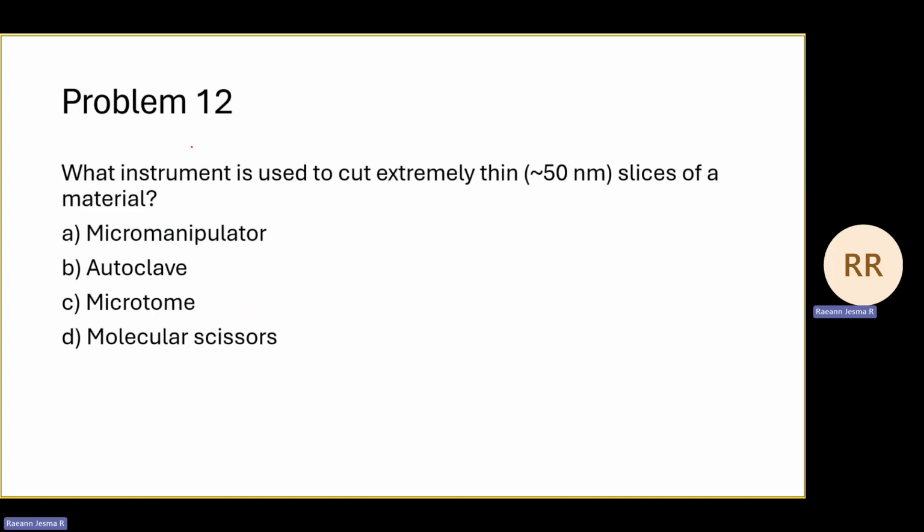Now let us move on to the next problem. What instrument is used to cut extremely thin, that is 50 nanometer slices of a material? Option A, micromanipulator. Option B, autoclave. Option C, microtome. Option D, molecular scissors. So, which instrument are we using to cut very thin samples of a material?